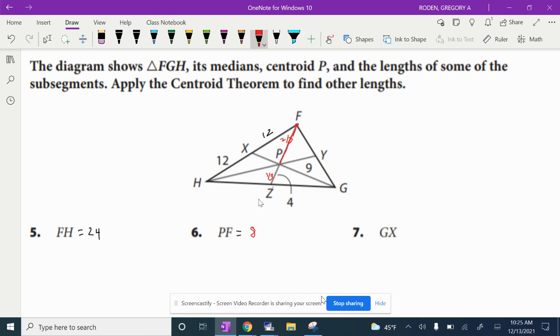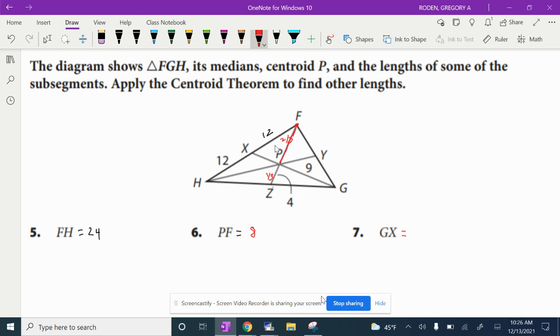Okay, here we go. Now we want to figure out GX. Who is that going to be? Nicole? All right, Brady, how do we figure that one out? We want G to X. So PG is our 2/3, which is 9. And since it's 2/3, we divide that by 2 to find 1/3.